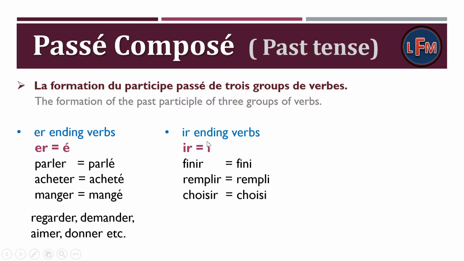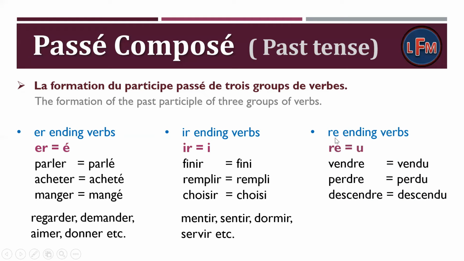And to form the past participle of ir ending verbs, remove r and put i. Like finir will become fini. Remplir will become rempli. Choisir, choisi. So the past participle of all the ir ending verbs will be formed like this, like sortir, dormir, servir, etc., irrespective of some irregular ir ending verbs, which we will learn later.